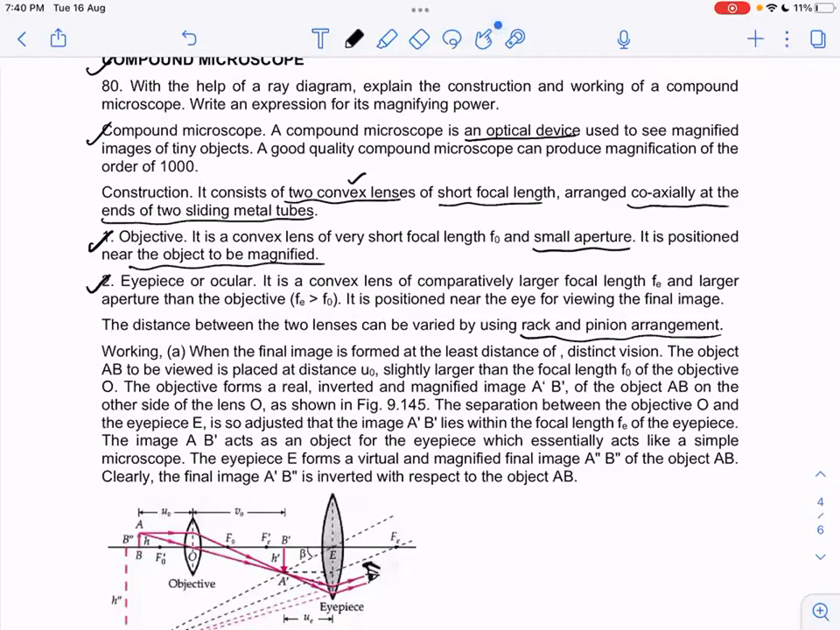Similarly, you have an eyepiece, or something called an ocular. So what is an eyepiece? It is a convex lens of comparatively larger focal length and larger aperture than the objective. So where is it positioned? It is positioned near the eye for viewing the final image. That is why it's called an eyepiece.